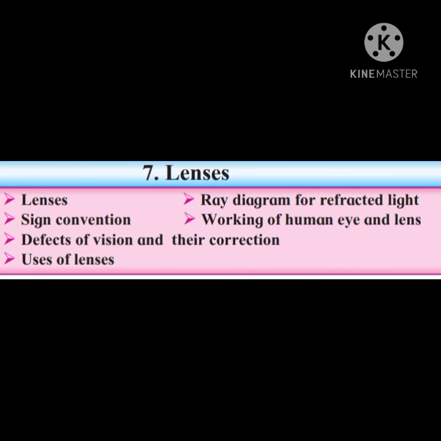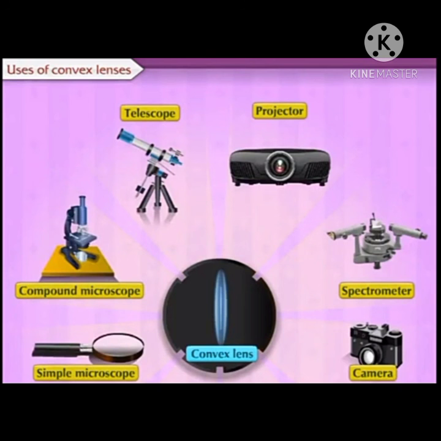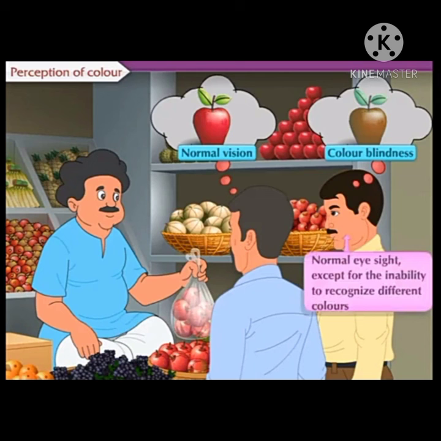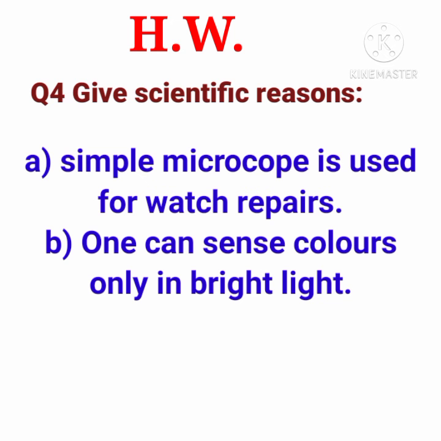Here the lesson is finished. Hope you all have understood the topic. Today we have studied apparent size of an image, uses of convex lenses, perception of color, persistence of vision.